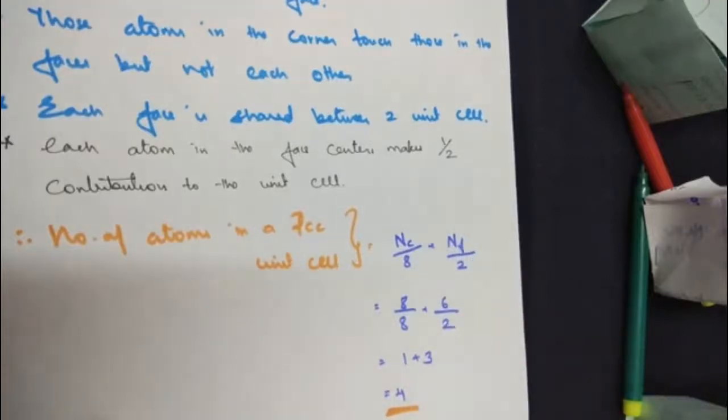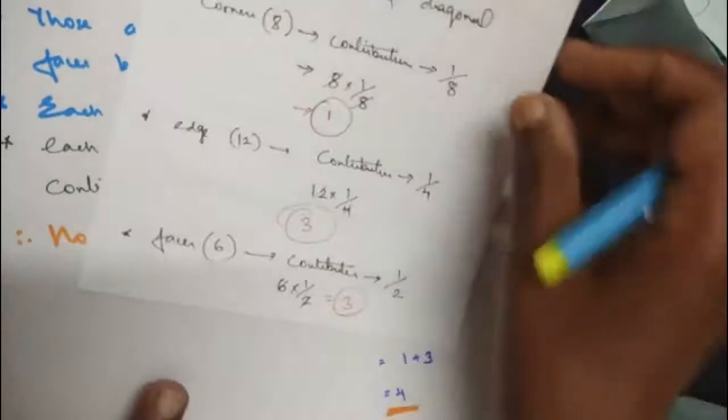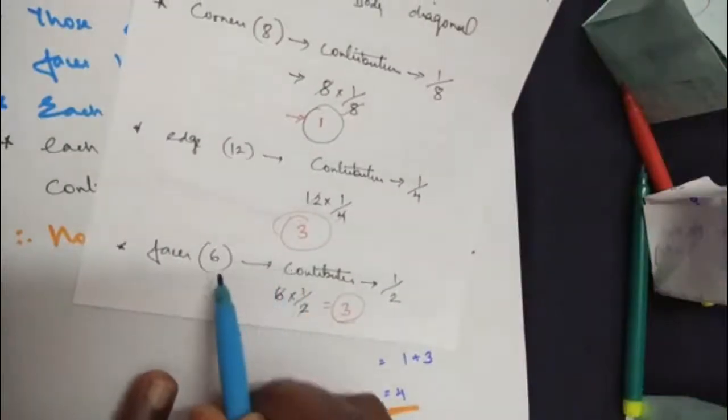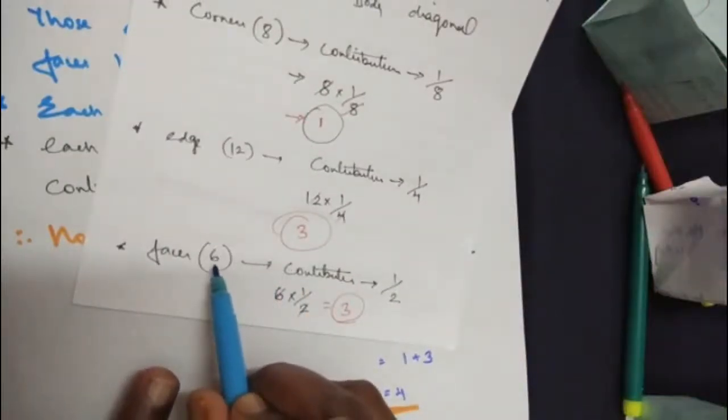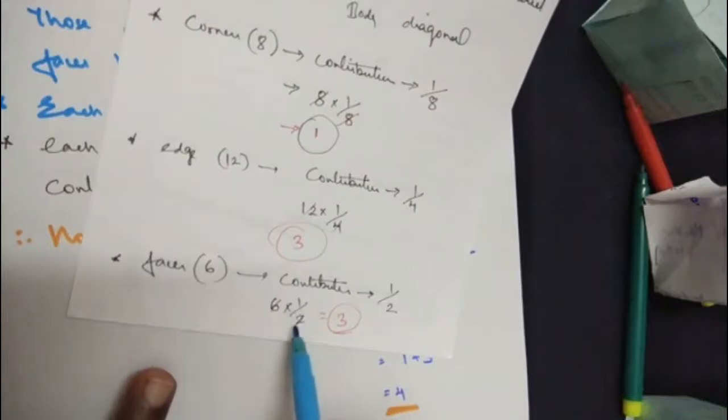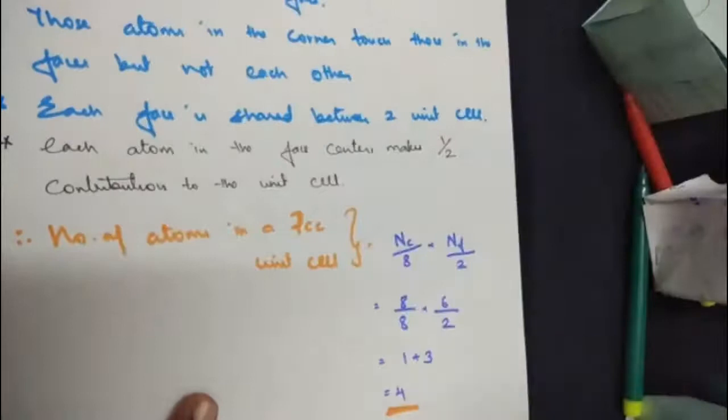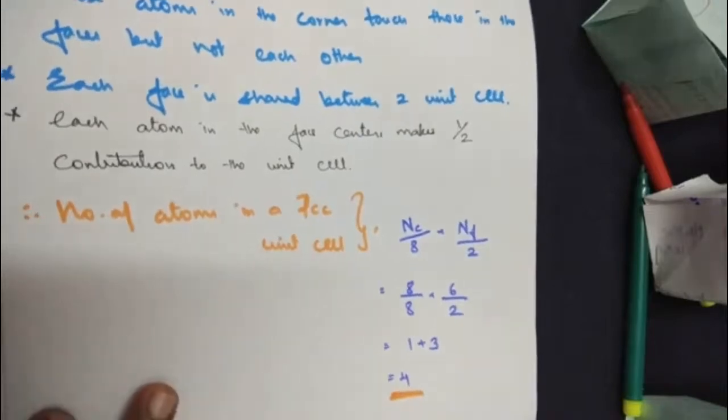Where do we get this 6 from? I told you all, every cube has 6 sides. 6 sides are contributing half of their part to the unit cell. So together what's the answer we get here? 3. So 6 by 2 gives me 3 as the answer. 8 by 8 is equal to 1. So together we get 4 as the answer.